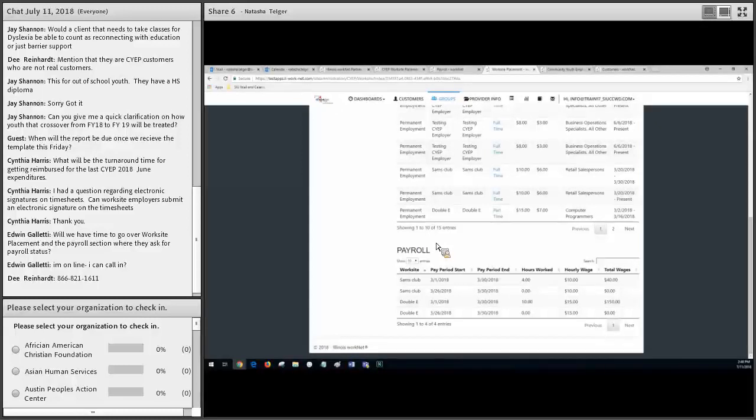Also, I guess this is for Aaron. We've kept files on these individuals for the past 2 years that we've done the program. With all this information in the system, do you still want us to keep a hard file?